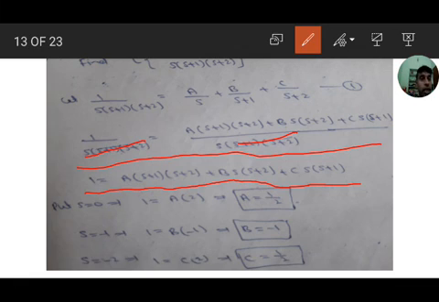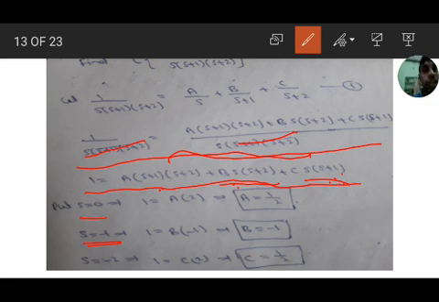So we have to get the A value, B value, C value. To get the A value, B and C must be 0. We have to make these two values 0. The common factor is s. So substitute s equal to 0. Then B is 0, C is 0, we get the A value. To get the B value, A and C must be 0. In this, the common factor is s plus 1. So substitute s equal to minus 1.